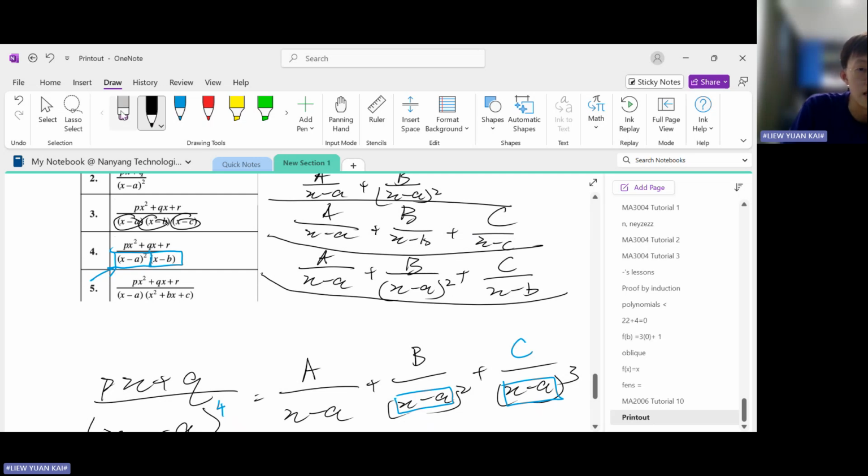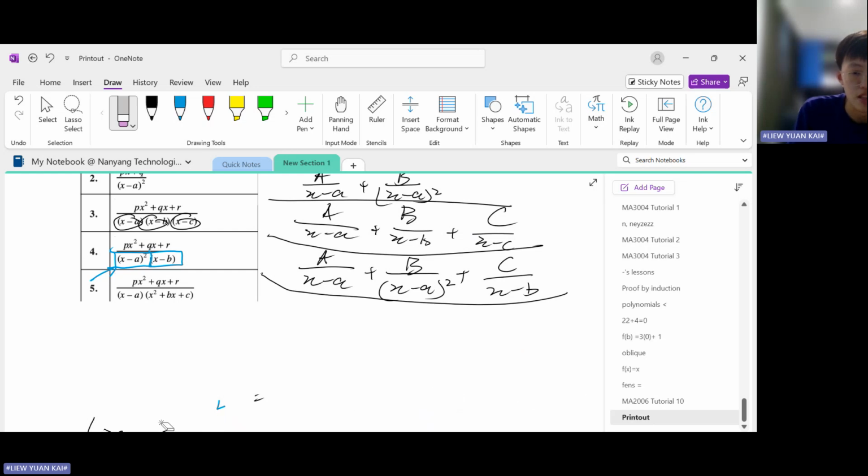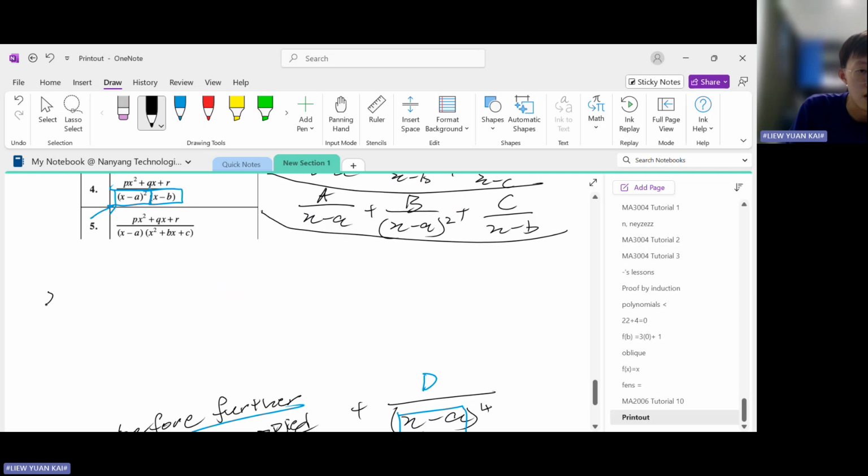Lastly, what about this? Not all quadratic polynomials can be factorized. Some can be factorized, some cannot. For example, x squared plus 2x plus 1 can be factorized. Let me check: x plus 1, x plus 1. Yeah, so this can be factorized. However, not all quadratic functions can be factorized. For example, I'll give you this, which cannot be factorized. So down here shows an example of a quadratic factor which cannot be further factorized.